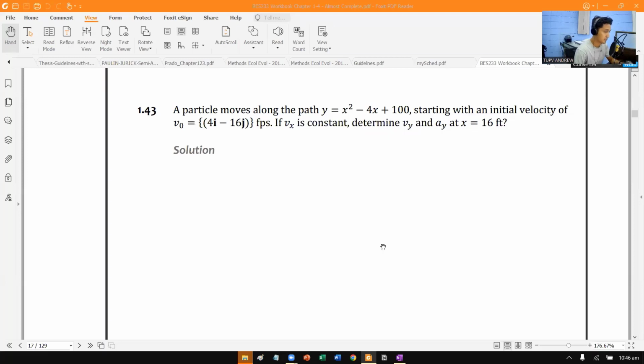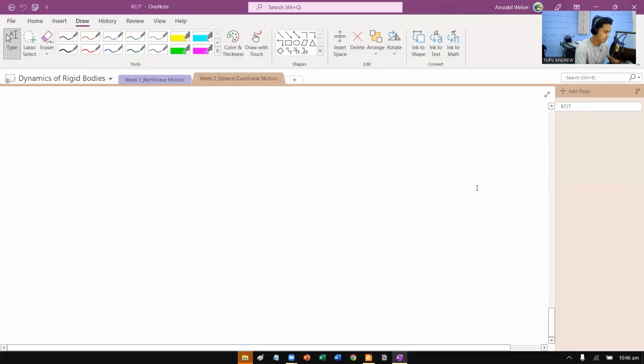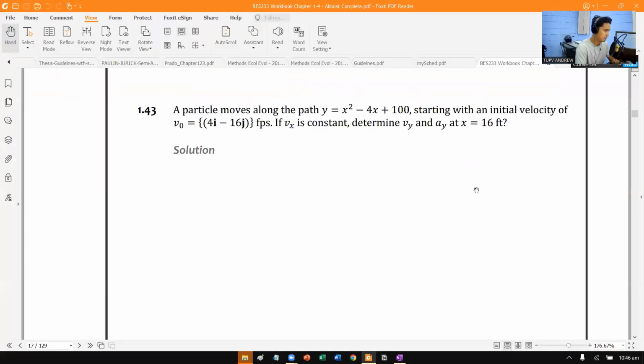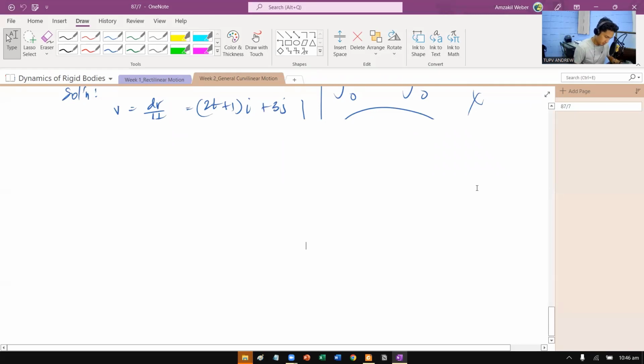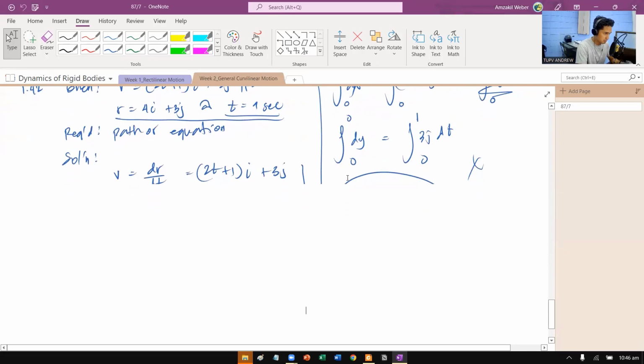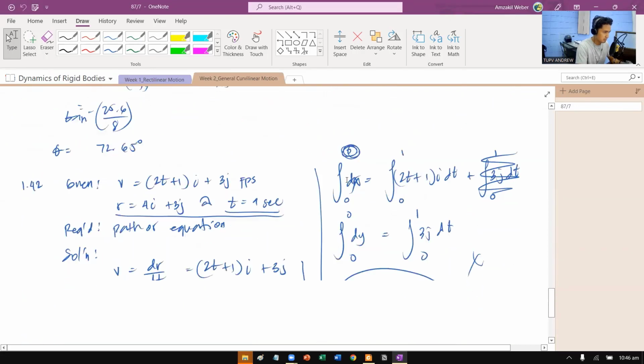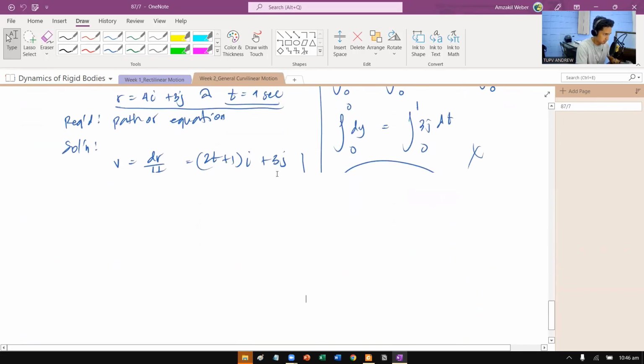Dami. Pero nakakatawa, hindi ka solve ang problem. Problem 1.43. Ano yun? Nautod niya.